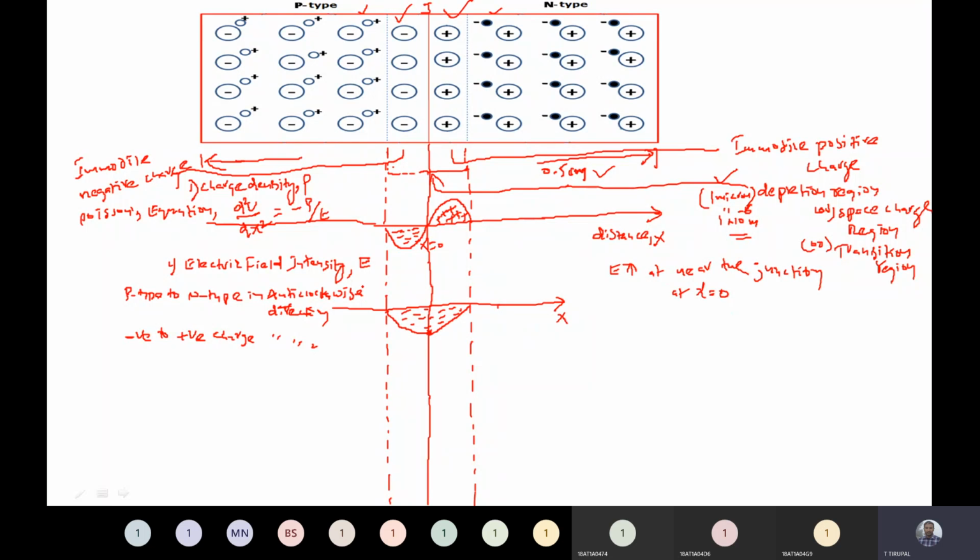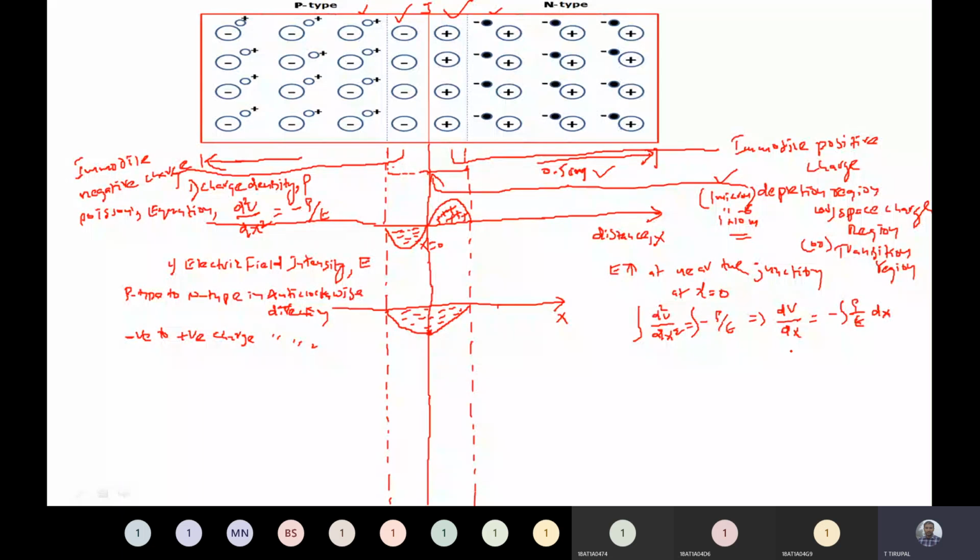Now, how to obtain electric field intensity from the first curve? We have d square V by dx square from the first curve equal to minus rho by epsilon. Integrate this with respect to dx. What do you get if you integrate it? The integration of d square V by dx square is dV by dx, which is equal to minus the integral of rho by epsilon into dx.